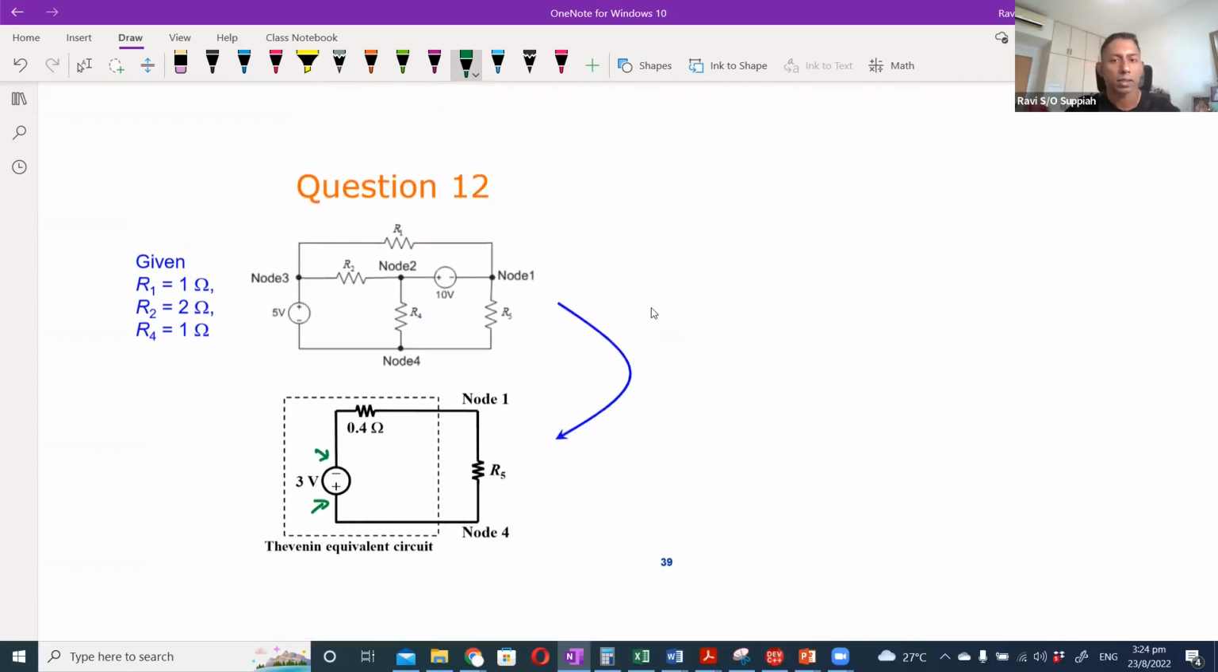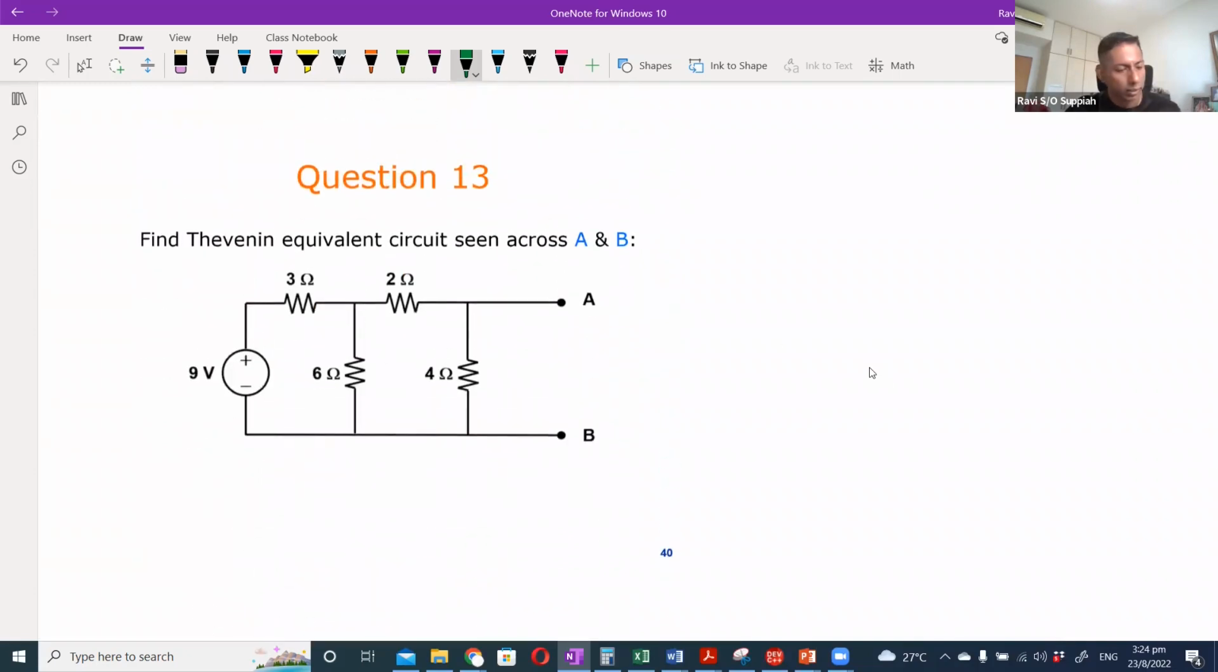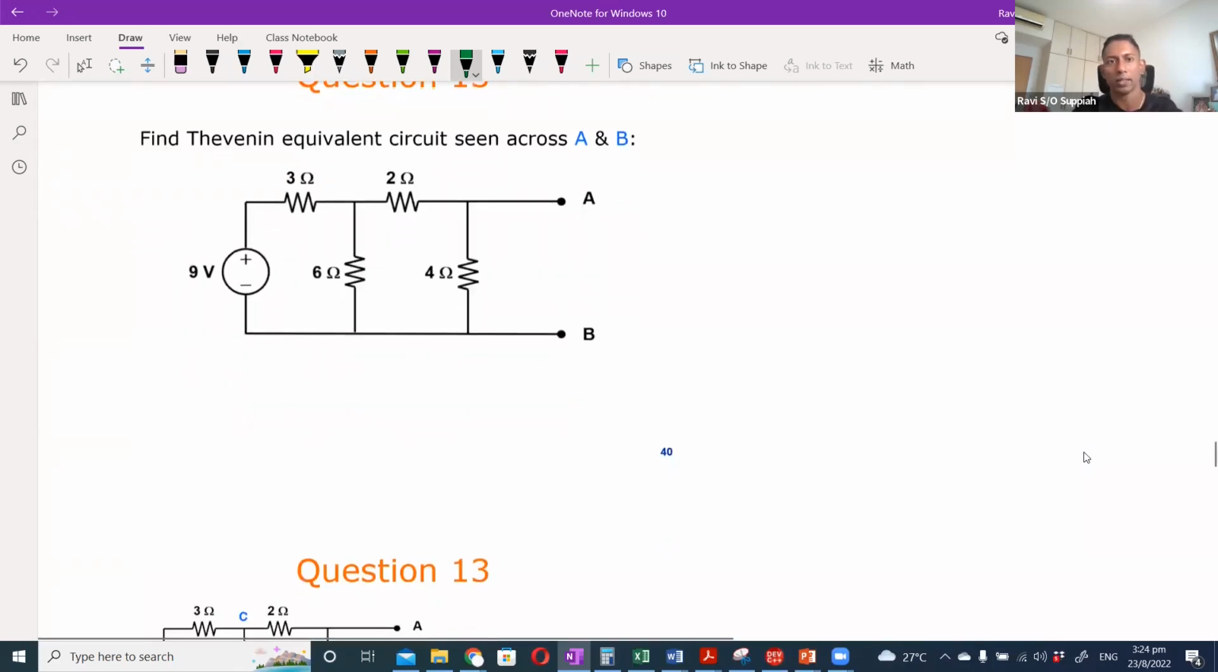Okay, so let me move ahead first. Okay, Thevenin's equivalent. So it's another example on Thevenin. So let me go ahead to solve for the RTH first. So for RTH, what will happen is we will short the supply. So at A, I have 4 ohm, 2 ohm, I have 6 ohm, and I have 3 ohm.